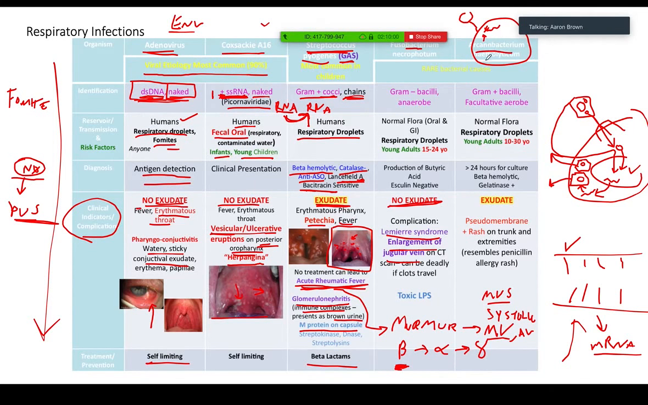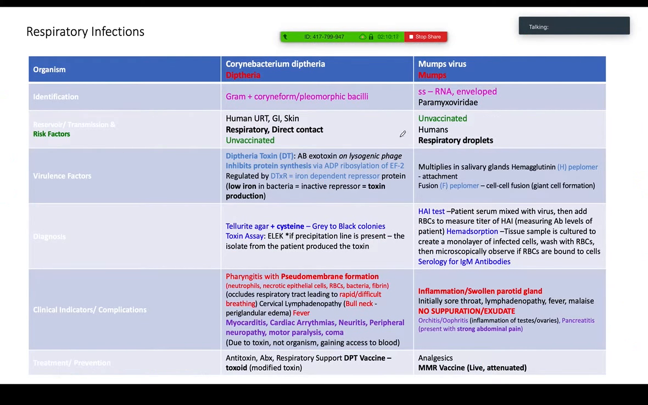Same thing about this Arcanobacterium. It's just another way of having exudate and pseudomembrane. This one is going to be associated with a rash on the trunk and extremities, however. Okay? All right, so sort of our introduction to pharyngitis. 2 more causes of pharyngitis that were very important, so important that we actually vaccinate against them.